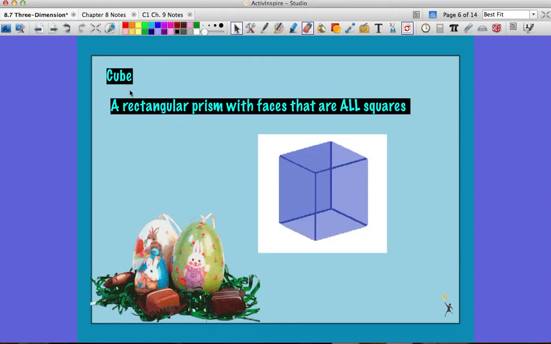A cube. A cube is a rectangular prism with faces that are all squares. Okay, so a cube is a type of prism, but more importantly, all the faces are squares, which tells you that all of the sides are congruent.